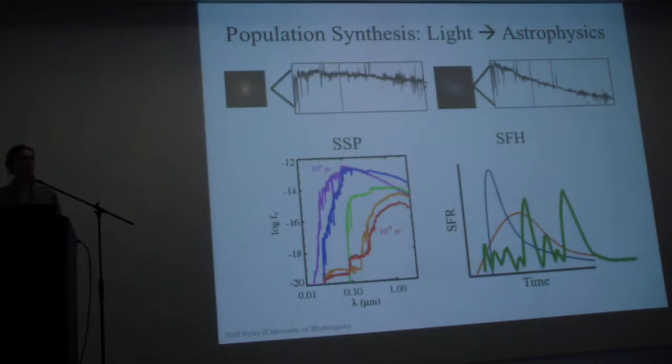We've talked a lot about population synthesis models, and they are our way of turning light from galaxies into astrophysical, physical parameters that we want to know about the galaxies. And so the SSP, the single stellar population, is the fundamental unit for the most part of population synthesis codes, and how you add those SSPs together, whether it's a rising star formation history, a falling star formation history, bursty star formation history, that really drives a lot of it. Making a composite population is not easy.